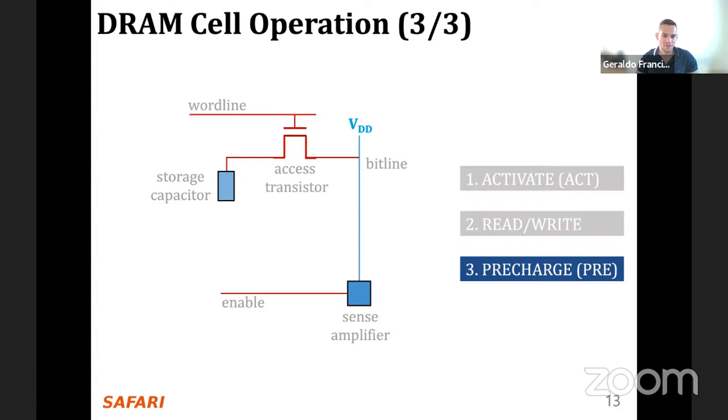So in this process, first, the storage capacitor is disconnected from the bit line by lowering the word line, and then the bit line voltage is restored to the reference half of VDD voltage. And after this point, the DRAM is ready to receive access to another row. And then finally, the sense amplifier is disabled.